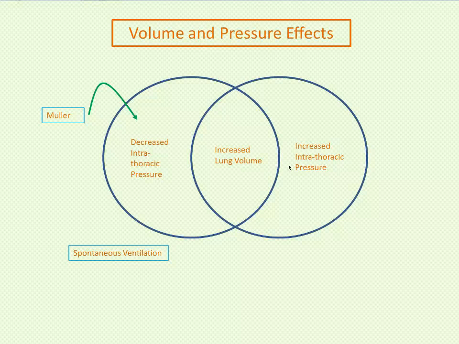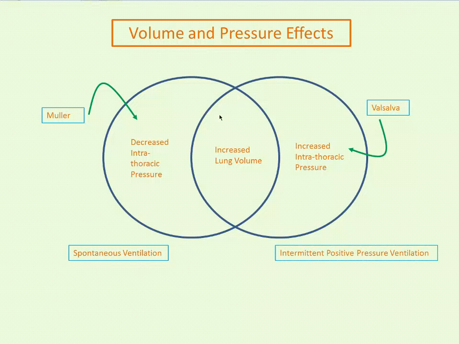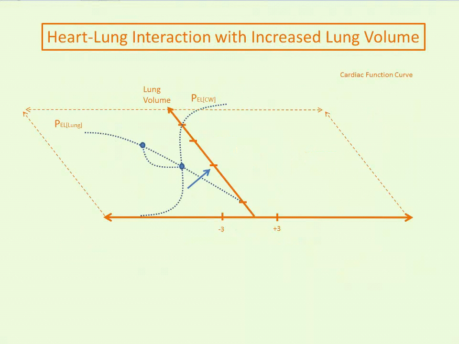Conversely, you can look at what only an increase in intrathoracic pressure without an increase in lung volume does to the cardiovascular system, and as we know, this is the Valsalva maneuver. And then the two of these combined, an increase in lung volume and increase in intrathoracic pressure, is the effect of an intermittent positive pressure breath with or without the application of end expiratory pressure.